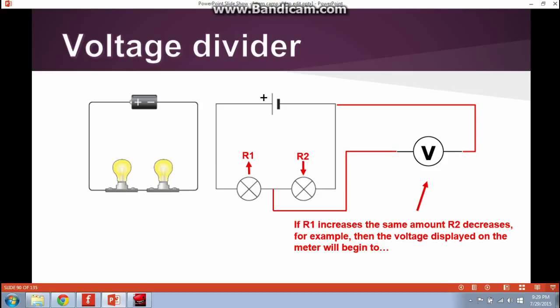So if I increase R1 by the same amount that R2 decreases, if I just change them the same amount but in opposite directions, then the voltage displayed on the meter, what is that going to do? Do you remember from the video what happens there?